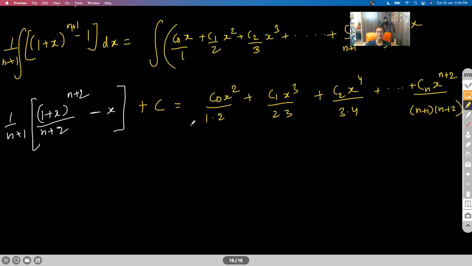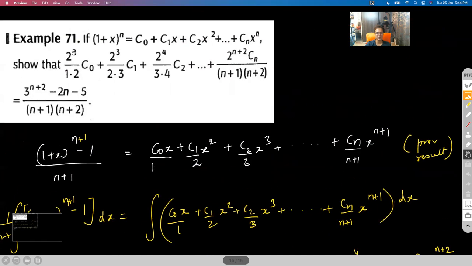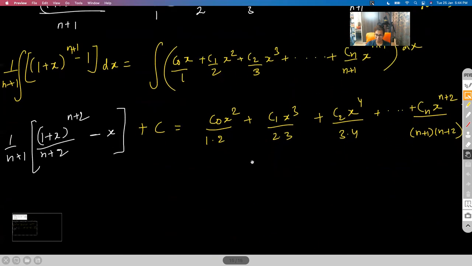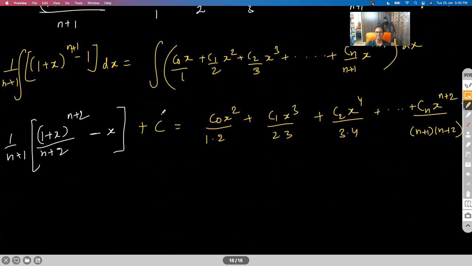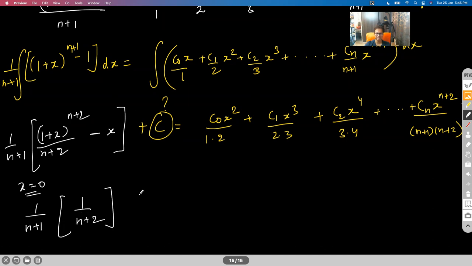Now, I'm almost there. It's just that my x is to be now replaced with a 2. But before I make that replacement, I need to first figure out what is this constant of integration. For that, put x as 0. When you put x as 0 on the left hand side, you'll end up getting 1 by n plus 2. This will anyways be a 0, and this will be 0. Which clearly means your c is negative 1 upon n plus 1 n plus 2.